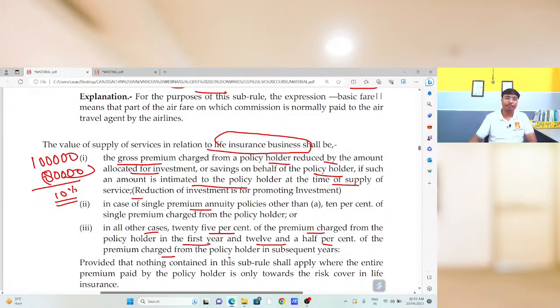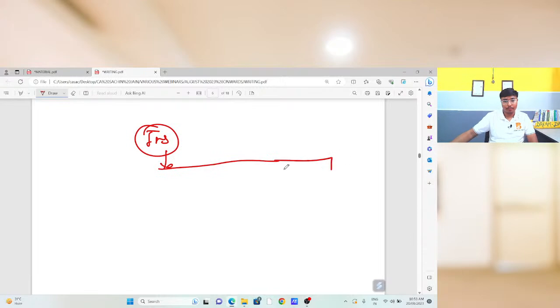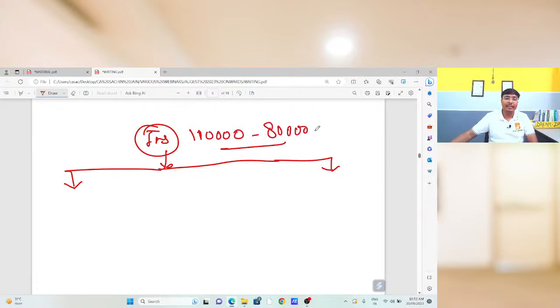That means, in case of insurance, suppose the insurance company is going to charge 1 lakh rupees as a premium, and the insurance company is going to invest 80,000 rupees. 20,000 rupees is in the hand of the insurance company. In that case, only on that 20,000 rupees GST has to be paid.